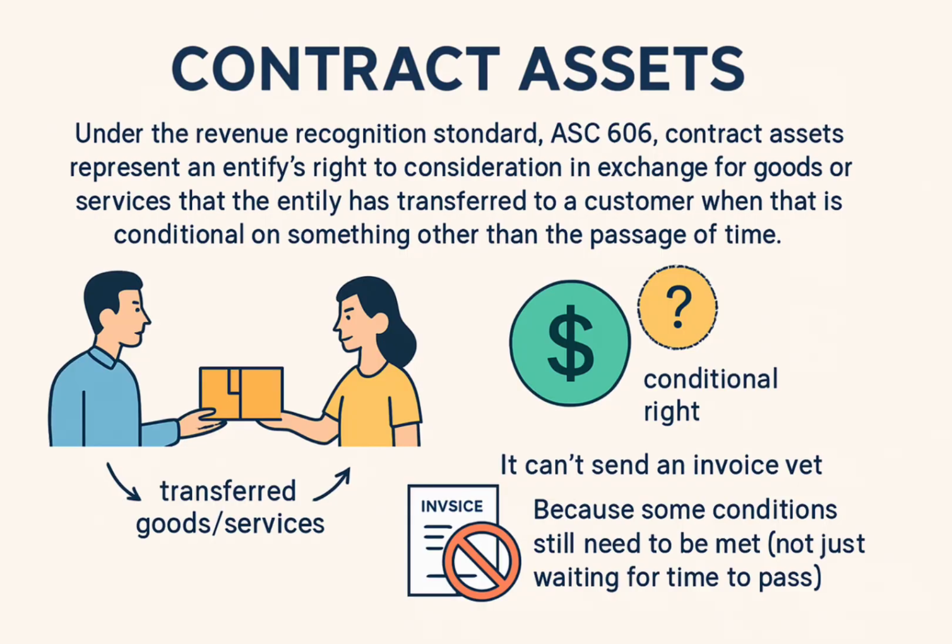Under the Revenue Recognition Standard, ASC 606, contract assets represent an entity's right to consideration in exchange for goods or services that the entity has transferred to a customer when that right is conditional on something other than the passage of time. A contract asset is money the company expects to receive, but it can't send an invoice yet, because some conditions still need to be met, not just waiting for time to pass.